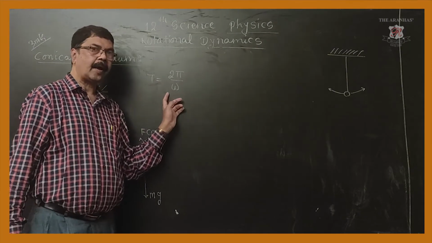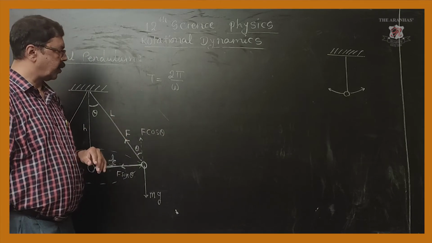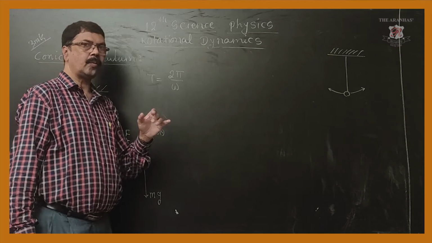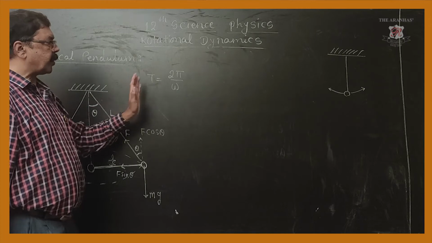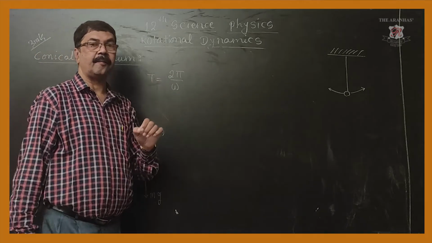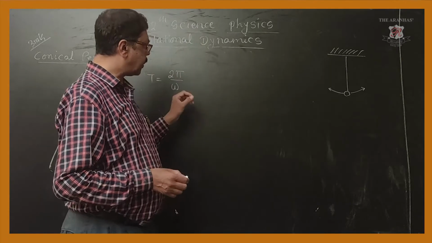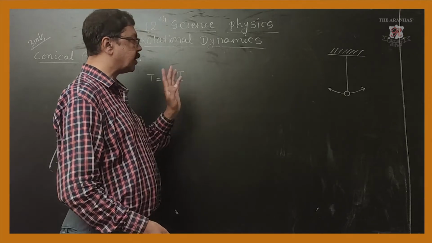So if we find angular velocity, then we can find the periodic time. Now how to approach this? Up till now we were considering that centripetal or centrifugal force is mv square upon r. Now we will consider the centripetal force in terms of angular velocity.